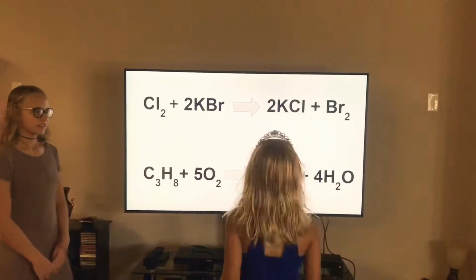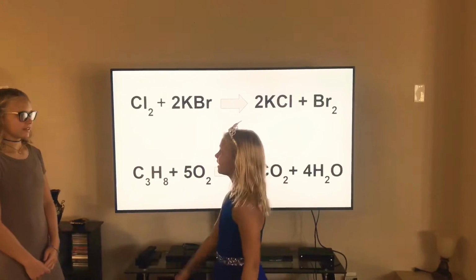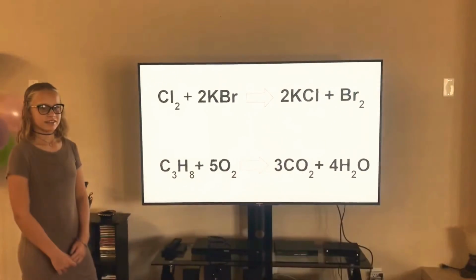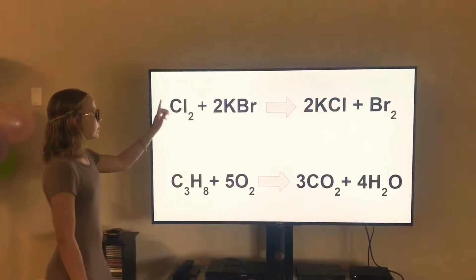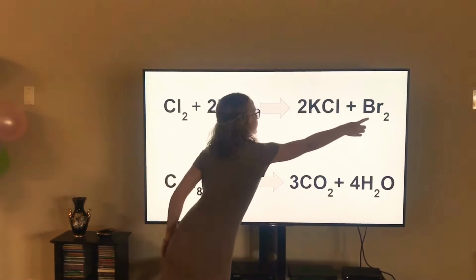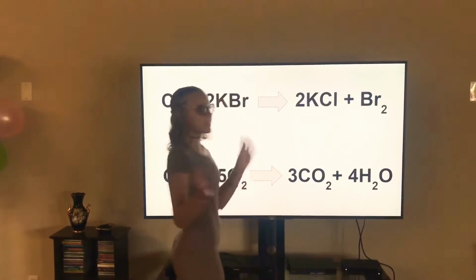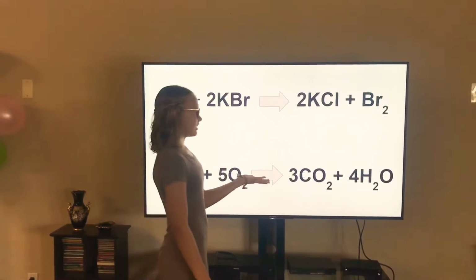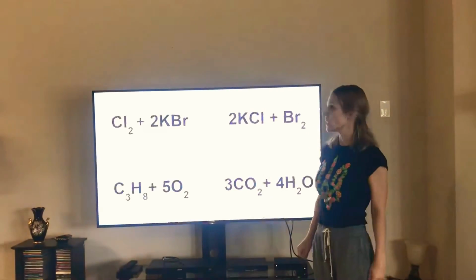So now I'm going to guess one of these equations. Anyway, I think this first one is double replacement because right here you see Br is over here, but then Br is over here, and then Cl is here, and Cl comes over here. So I think it's double replacement. And this bottom one right here, I think it's combustion because it doesn't look like any of the other ones, but I'm not sure. I think Karina did pretty good.